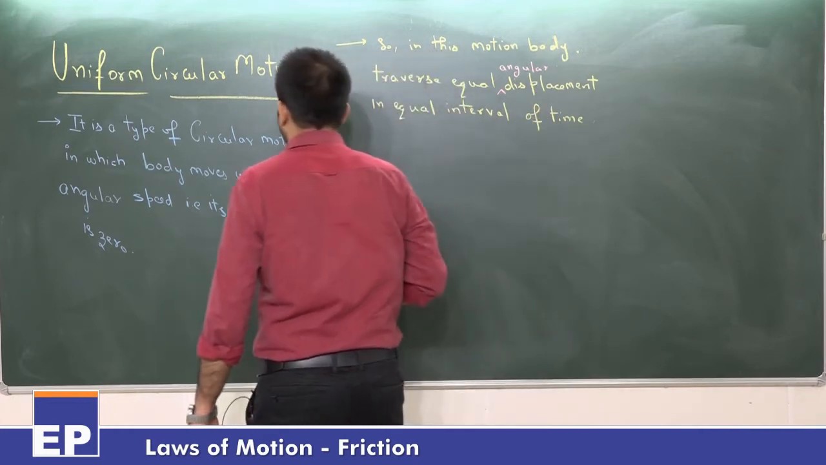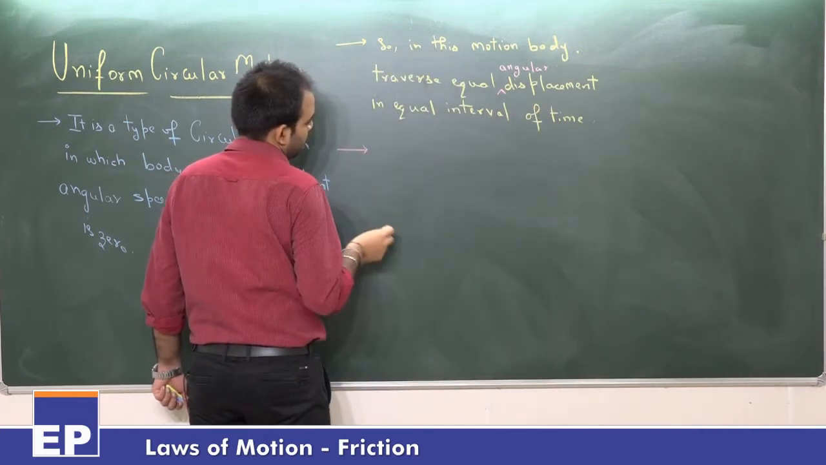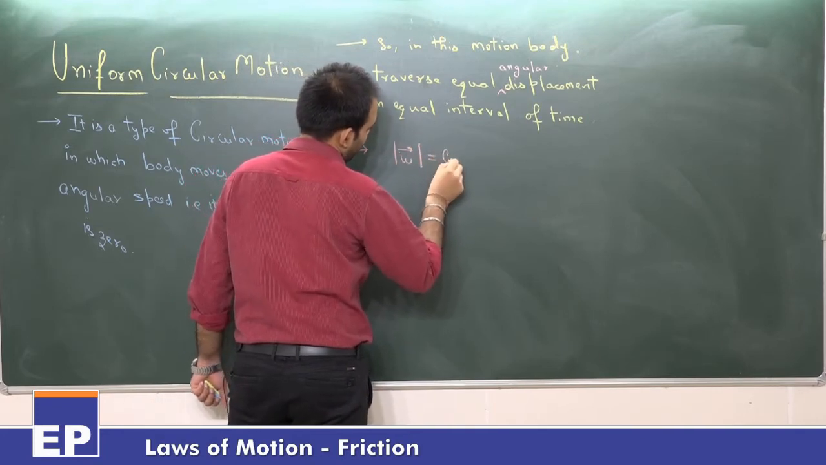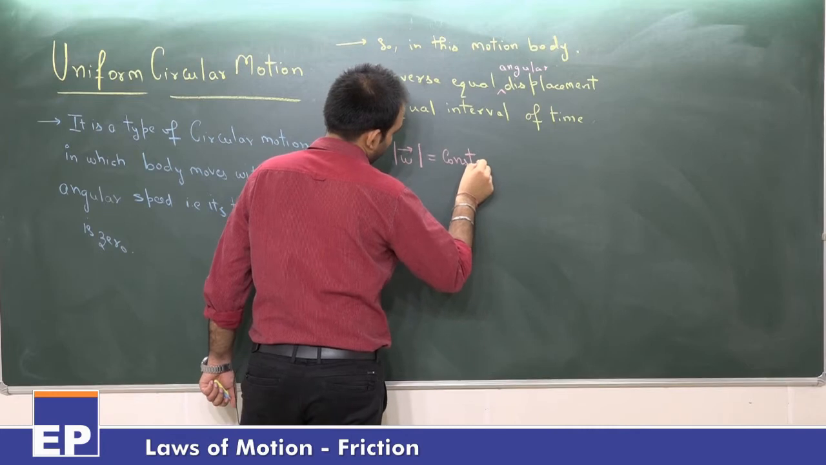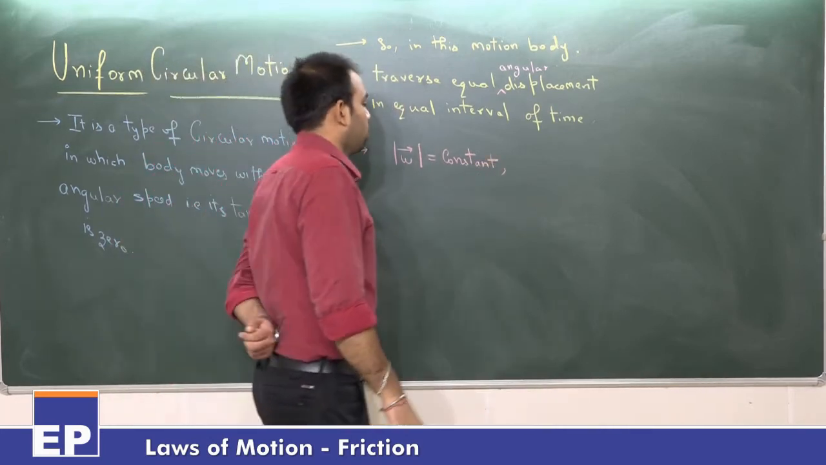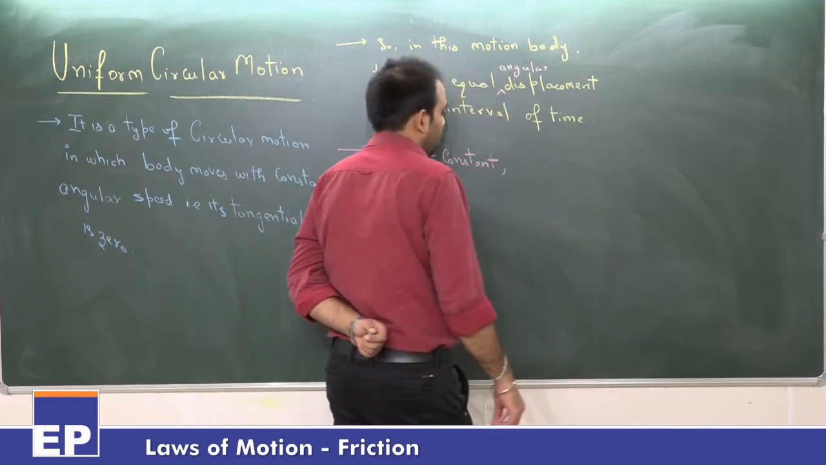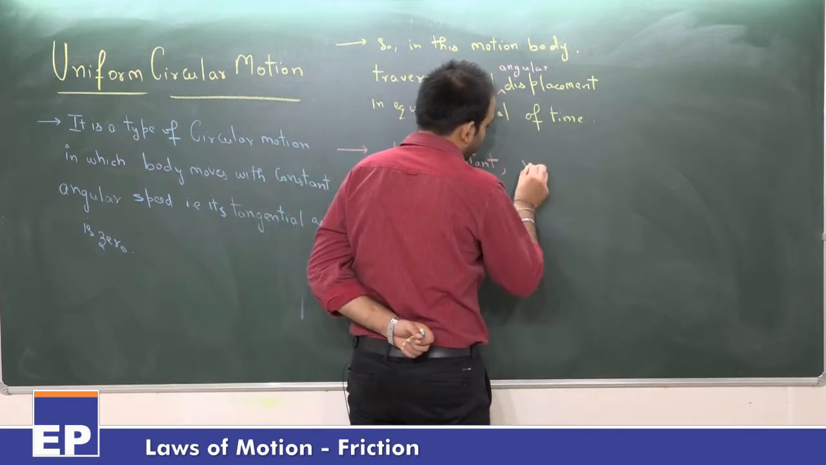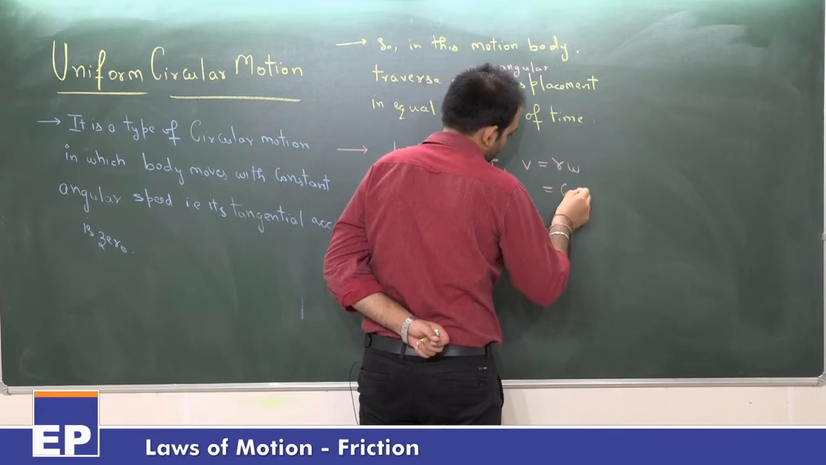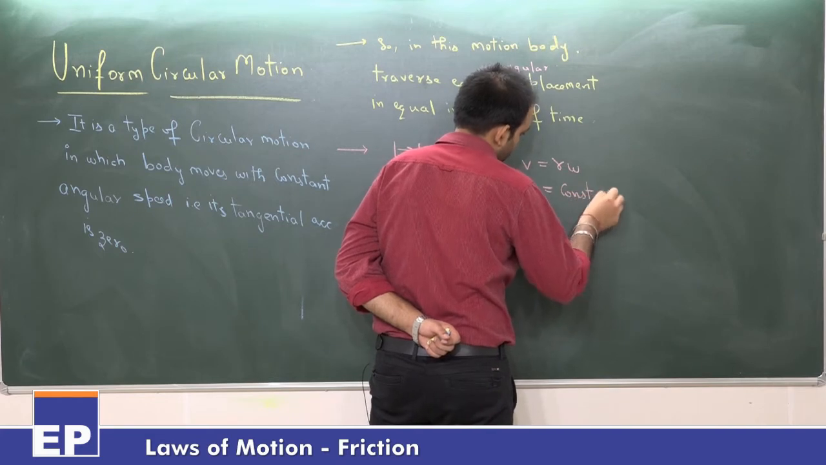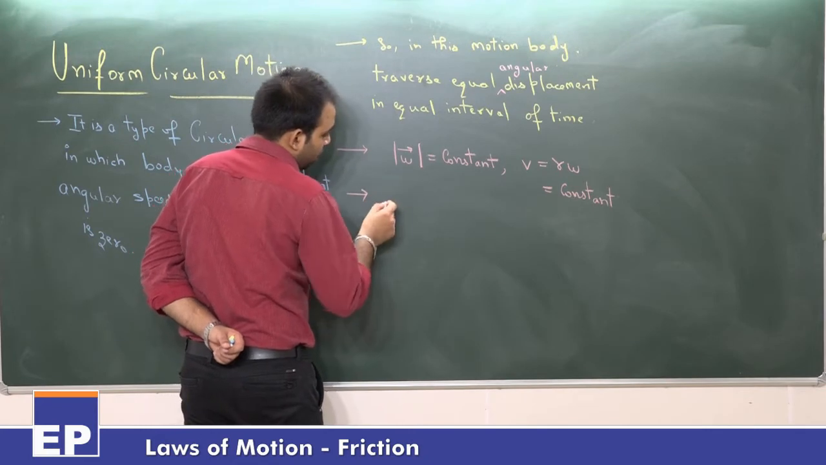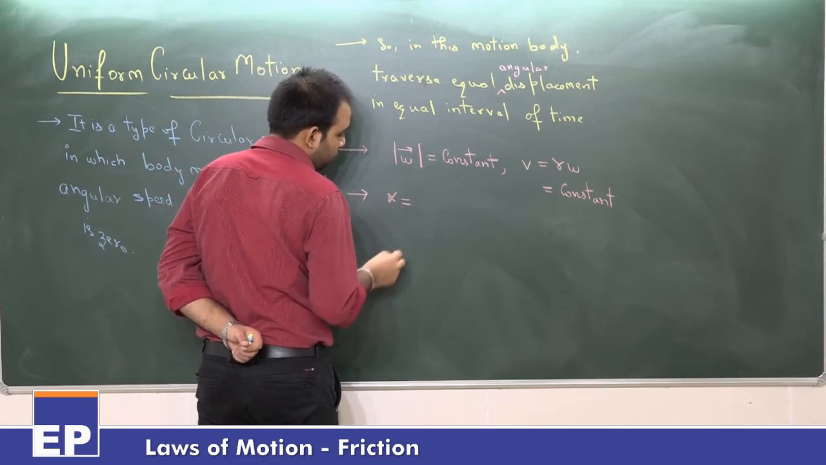देखो, यूनिफॉर्म मोशन में क्या होगा? ओमेगा इज कांस्टेंट, मैग्नीट्यूड ऑफ ओमेगा इज कांस्टेंट. If the magnitude of omega is constant, that is, the angular speed magnitude is constant, अगर वो चीज कांस्टेंट है तो we can also say V is R omega. तो V is also constant.